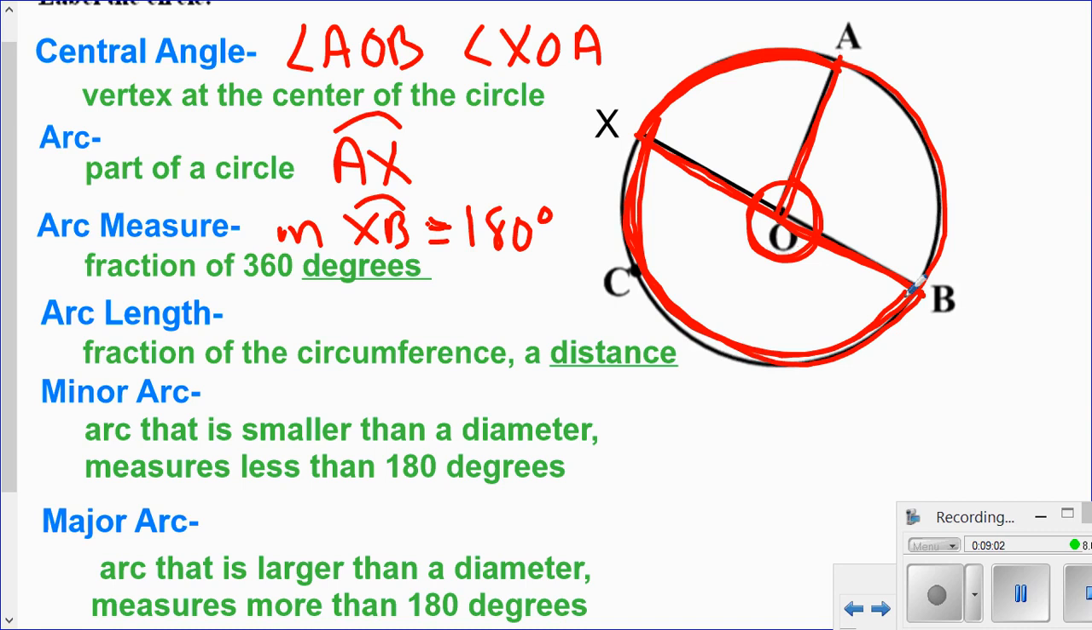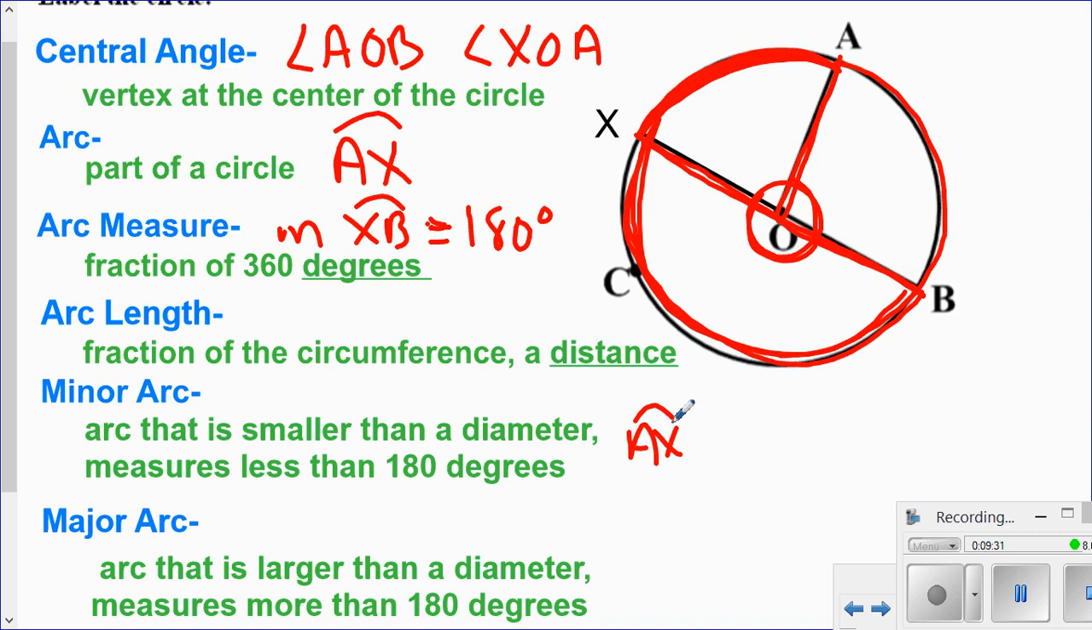So now if I have something smaller than that, smaller than 180 degrees, smaller than a diameter, that's called a minor arc. So for example, if I'm looking at arc AX, that's less than half of a circle. Okay, so that means that its measure is less than 180 degrees. So an example of a minor arc would be arc AX.